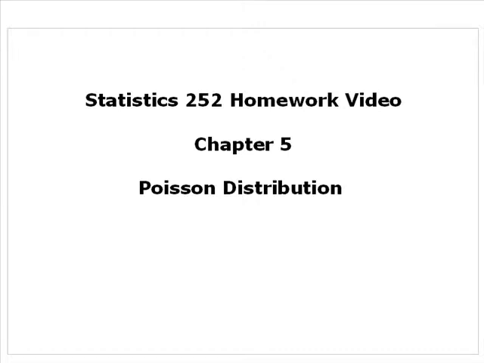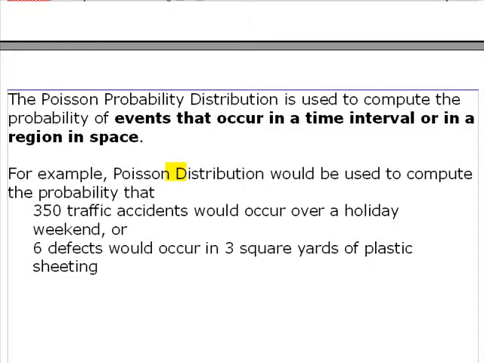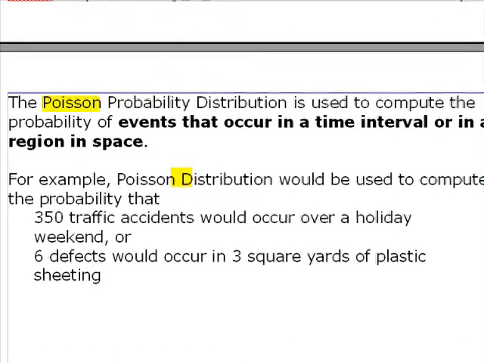This is a homework help video for Chapter 5 of Statistics on the Poisson distribution. This Poisson is pronounced Poisson. The Poisson probability distribution is used to compute the probability of events that occur over an interval in time or region in space.